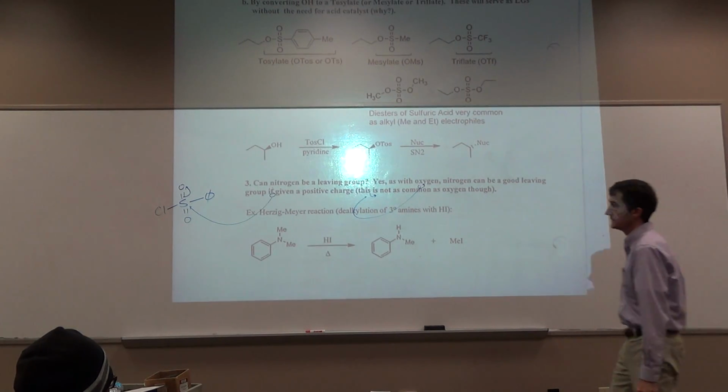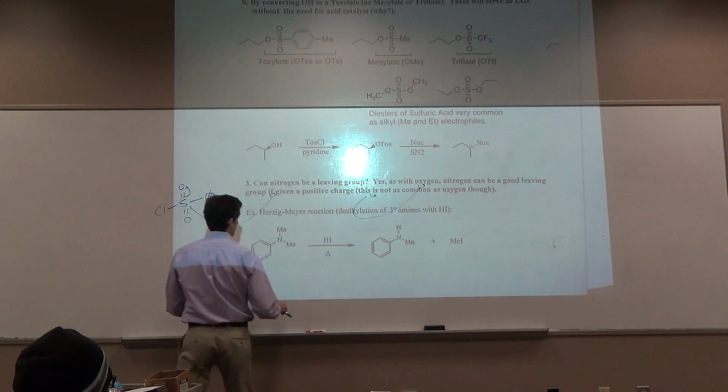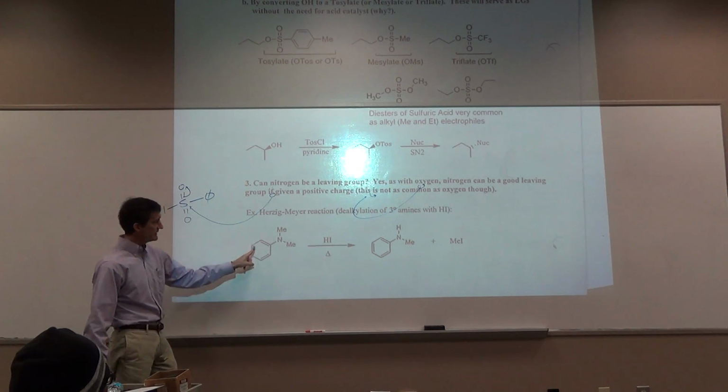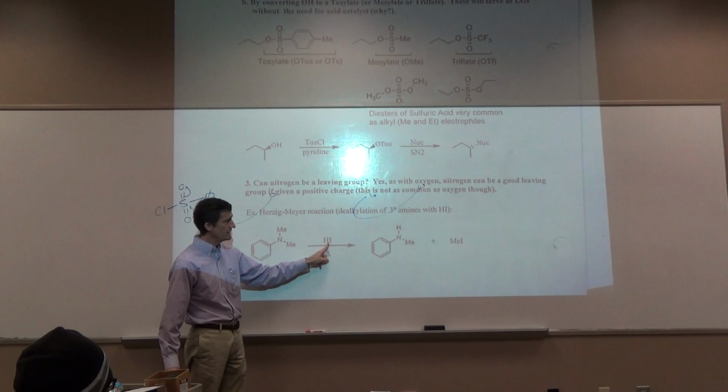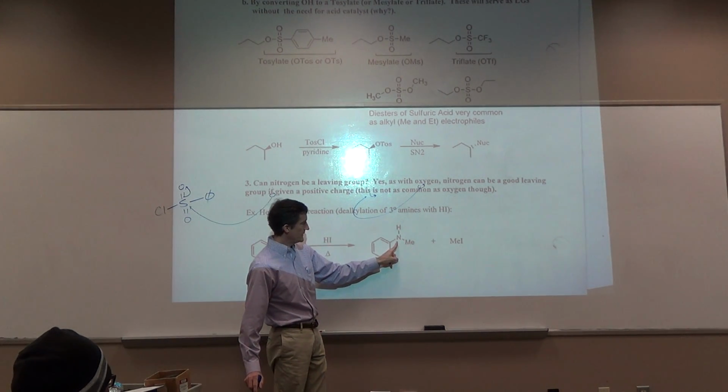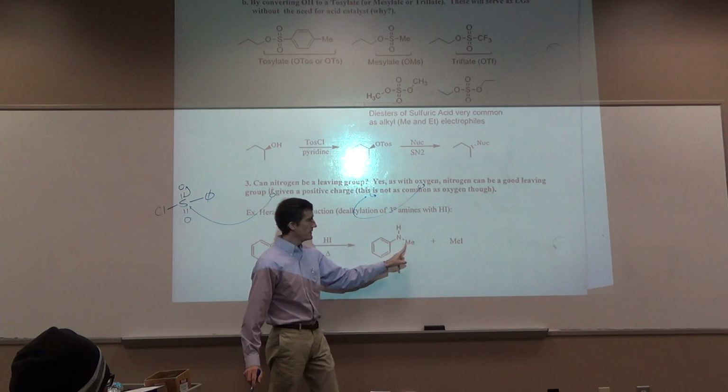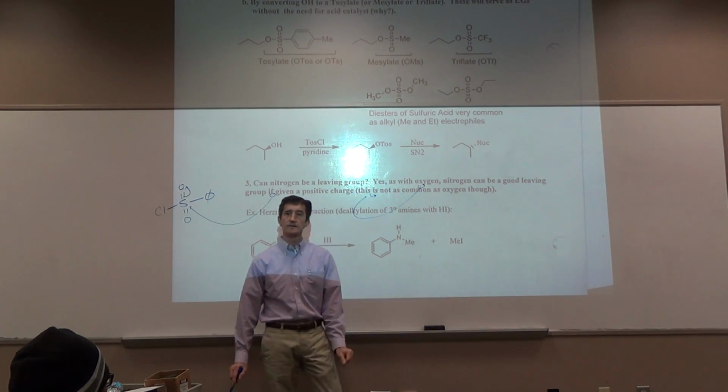Here's an example. If you take this dimethyl aniline and react it with HI, the outcome is actually the monomethyl aniline plus methyl iodide.